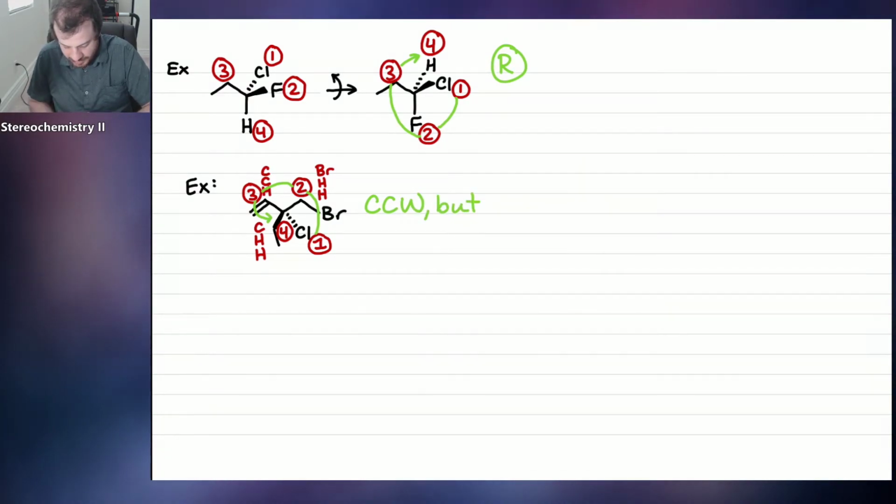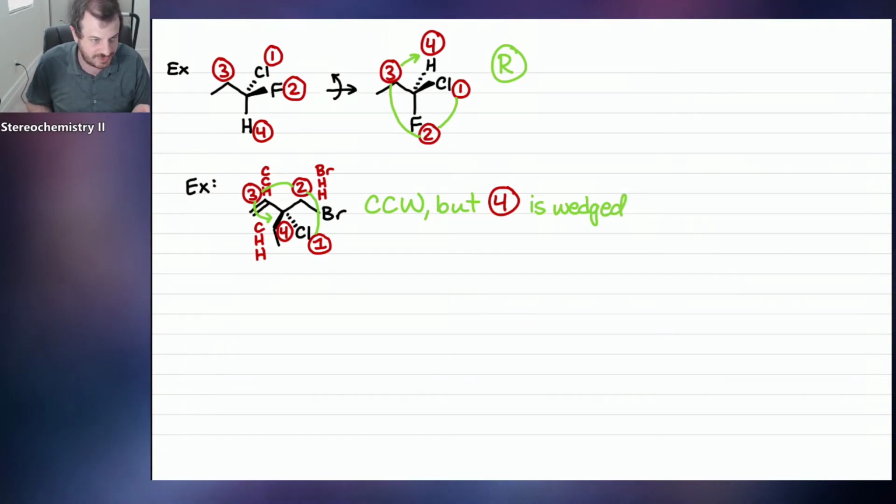But our lowest priority group 4 is wedged. So we need to flip our answer. So normally moving in counterclockwise would be S. But since our lowest priority group is a wedge, we need to flip our answer. So our answer will be R.